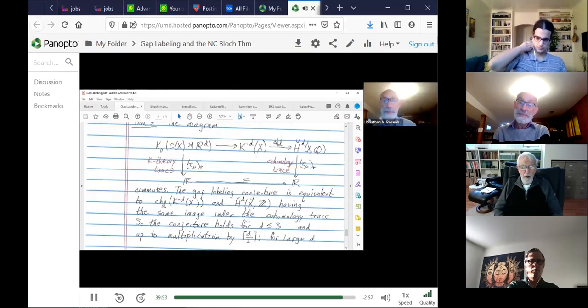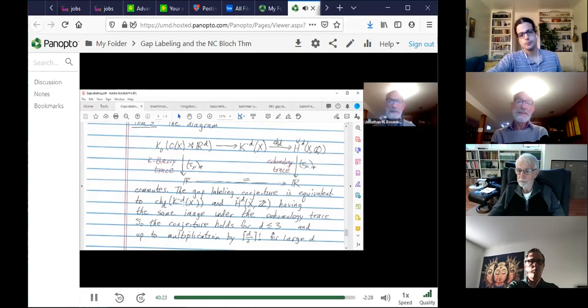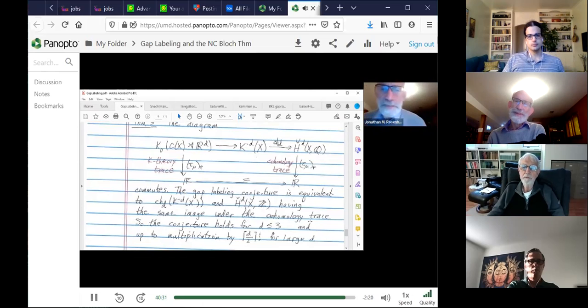Now, to be honest, nobody has found an example of a tiling space where the Chern character does not end up in integral cohomology. I have an idea as to how to construct a counterexample, so I really do believe that this is false in high dimension. The earliest dimension for which it could be false would be dimension 4. So I wouldn't be surprised if, in general, this does not end up in there, and therefore the gap labeling conjecture is false in dimension 4 and up.